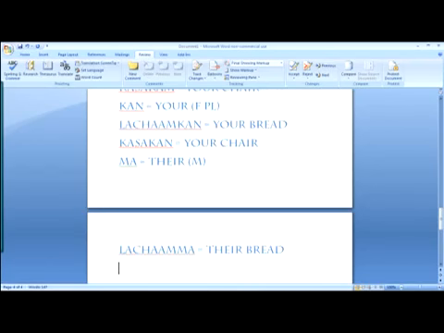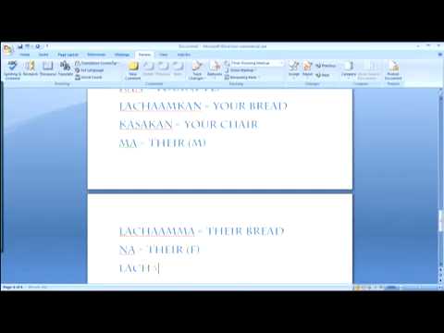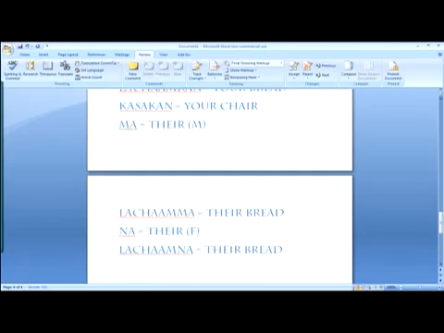Now for the female, the last suffix is na. All right, which means their, but it means their in a feminine tense. Just like you would have the word lacham na, which means their bread, which is feminine. Then you also have kasa na, which is their chair, feminine.